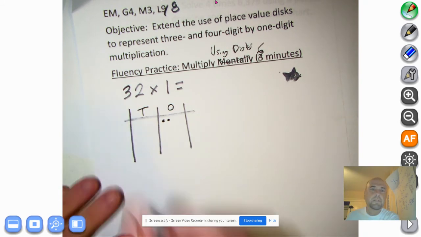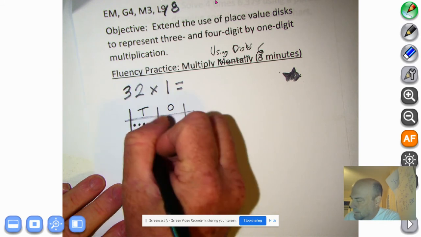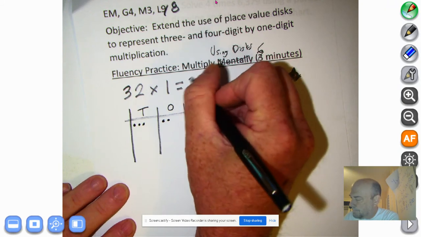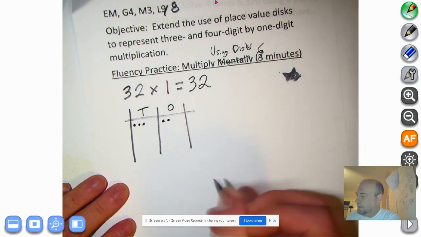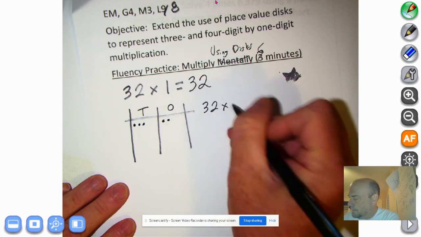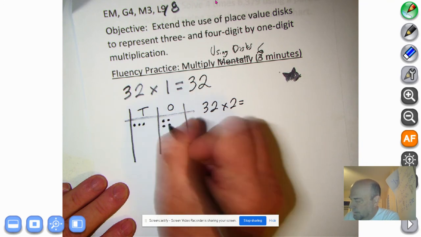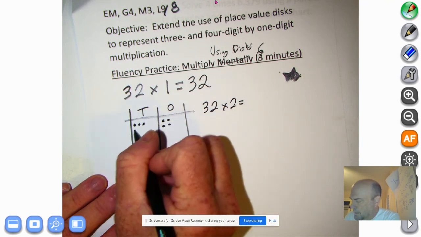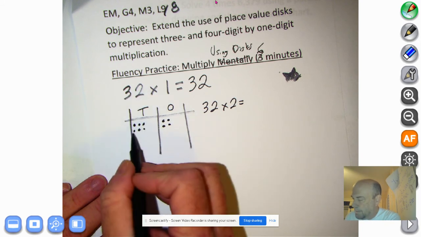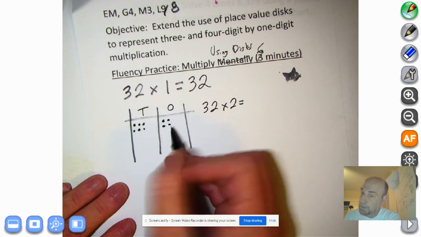All right, so we have 32 times 1, and now we have 2 1s and 3 10s. So what is 32 times 1? 10, 20, 30, 1, 2. 32. Let's say we're doing 32 times 2. Okay, let's go ahead and do that. There's my 2 sets of 1 and 2 sets of 30. And what do we get? 10, 20, 30, 40, 50, 60, 61, 62, 63, 64.